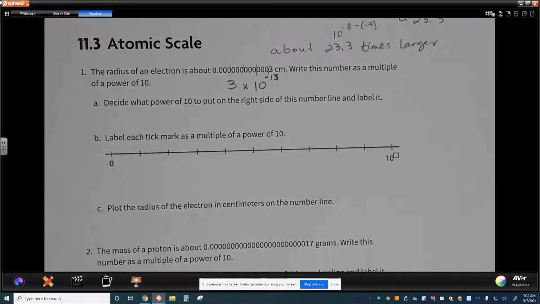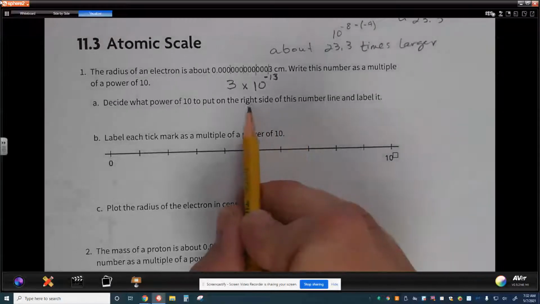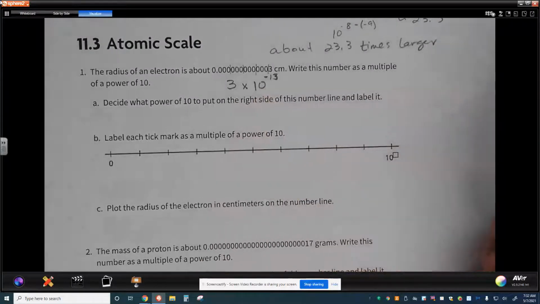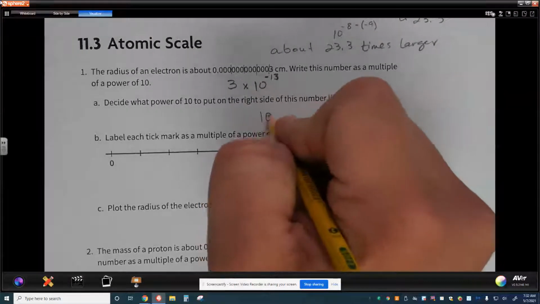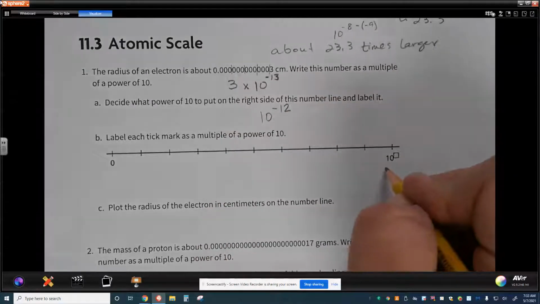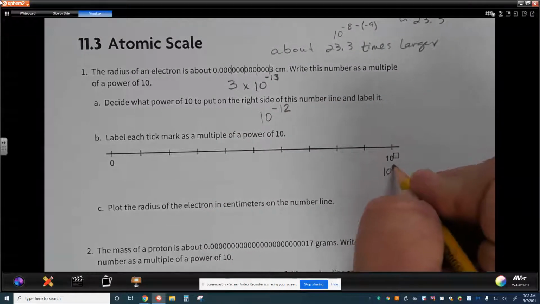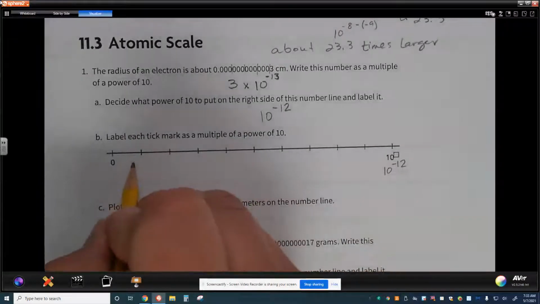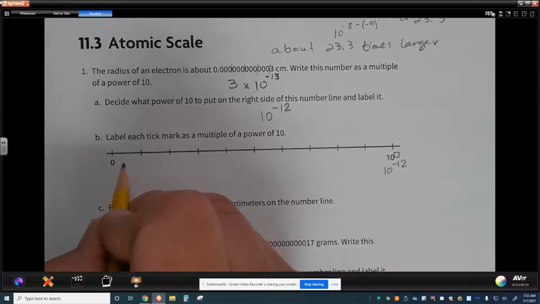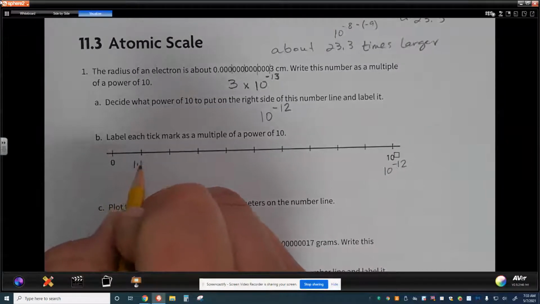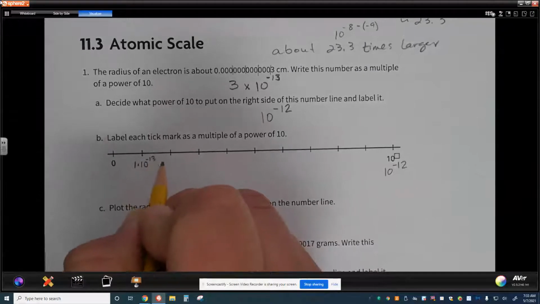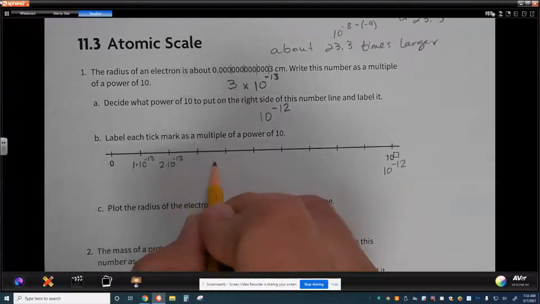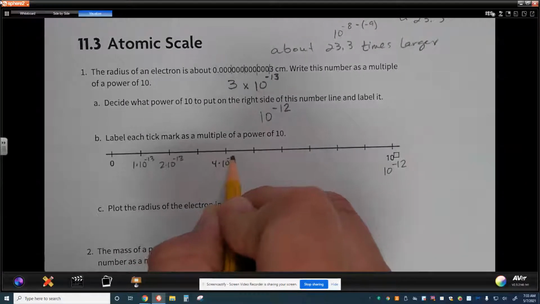So decide what power of 10 to put to the right side of this number line. Remember, we need a power of 10 that will be just larger, 10 times larger than 10 to the negative 13th. So we should have 10 to the negative 12th power right here. There's not enough room in that box, so let's go ahead and put 10 to the negative 12th power. And then these values down in here, we could go ahead and label the tick marks as multiples of a power of 10. So 1 times 10 to the negative 13, 2 times 10 to the negative 13. You get the point. I'm losing space, so I'm going to skip over some of these.